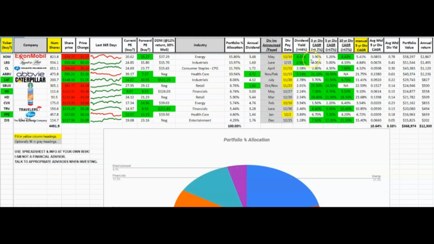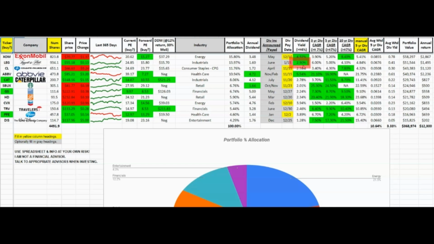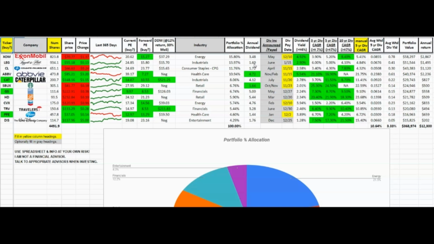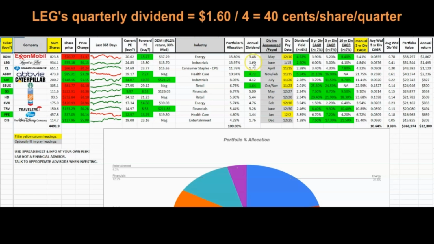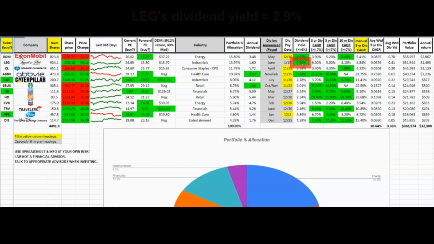So Leggett & Platt, and if you guys have been following my videos, then you're used to this kind of format. Leggett & Platt says it has a 2.9% starting yield, and we see the annual dividend is $1.60. So each share of Leggett & Platt will give you $1.60 a year, or 40 cents a quarter, $1.60 divided by 4. Now, where did this 2.9% yield come from?